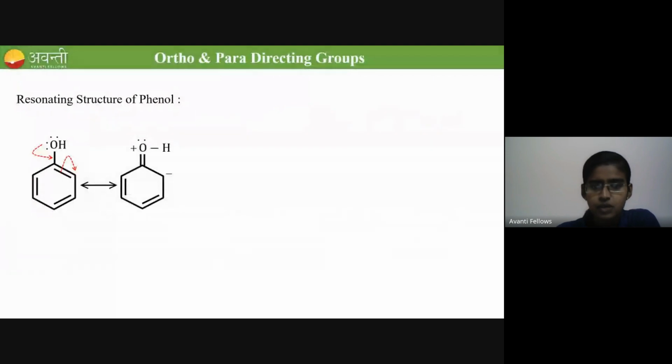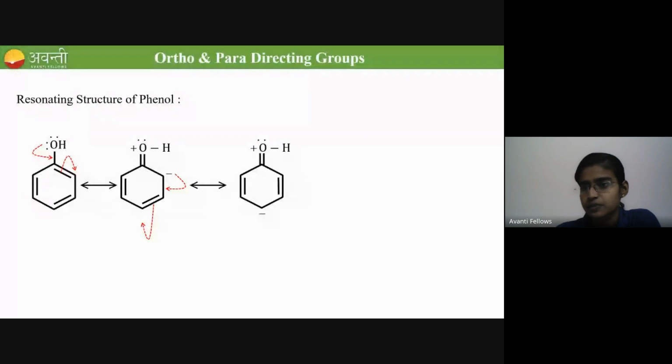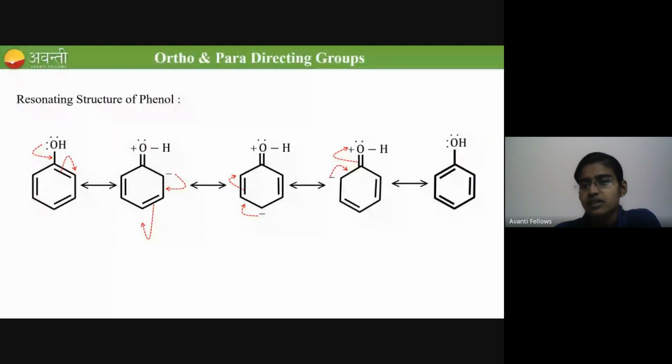Now this negative charge, the electrons will come here and the electrons will shift here to give this third structure. Now again, the negative charge will go there and the electrons will get shifted like this to give the next structure. And at last the negative charge will move towards the ring, and the carbon-oxygen double bond electrons will go towards the oxygen to give the fifth structure. So totally we have 5 resonance structures for phenol.